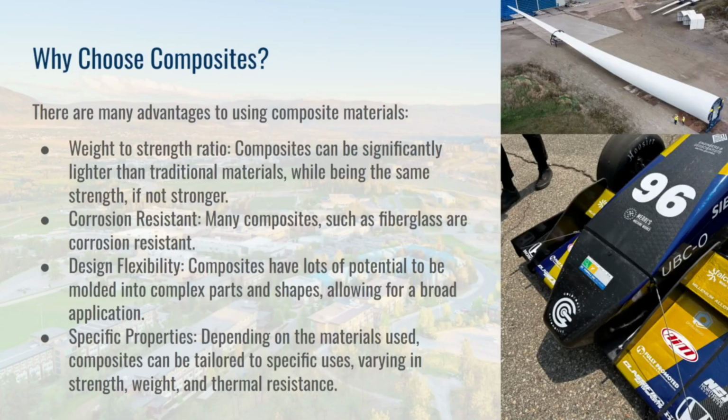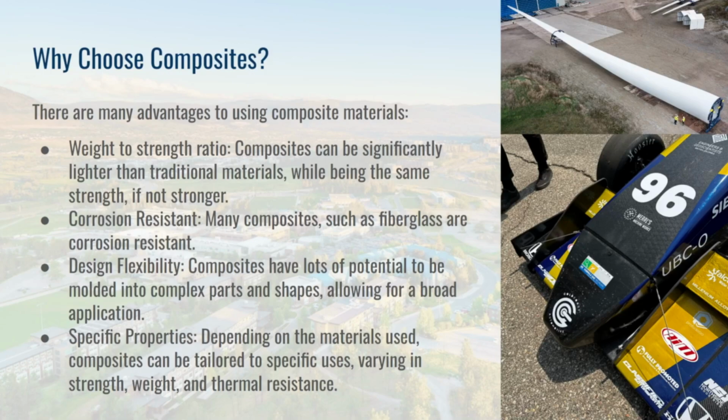So we'll go through the advantages of it. The weight to strength ratio is really high for composite parts generally. When you manufacture them right, they can be a lot lighter than traditional materials, while being the same level of strength or even stronger. Most of them are corrosion resistant. If you look at that top picture there, we have a wind turbine blade. Those are fiberglass, and those are corrosion resistant.